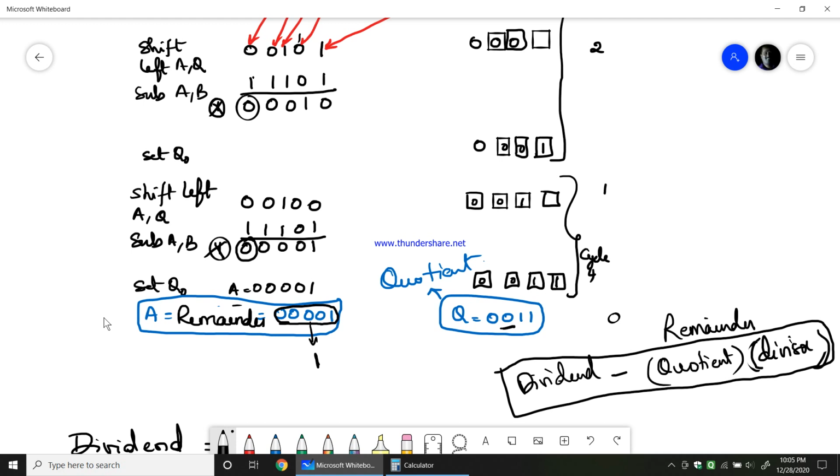Okay, thank you. I hope you are now okay with the bit divider and bit multiplier and how to do that, both manually and also using a calculator.